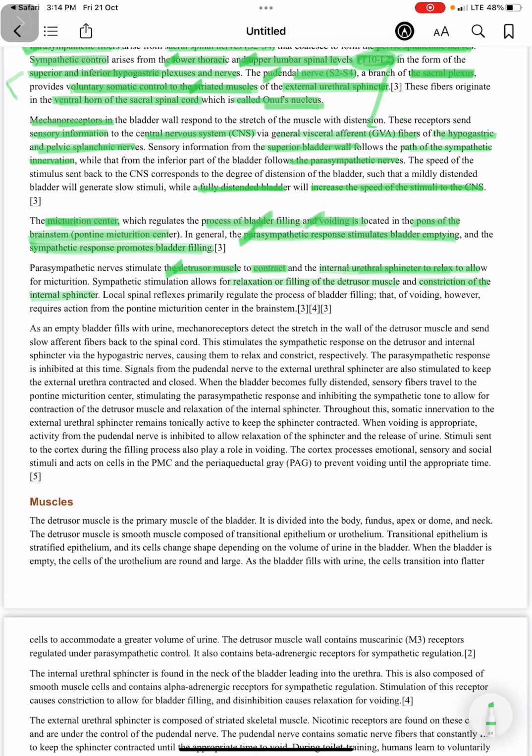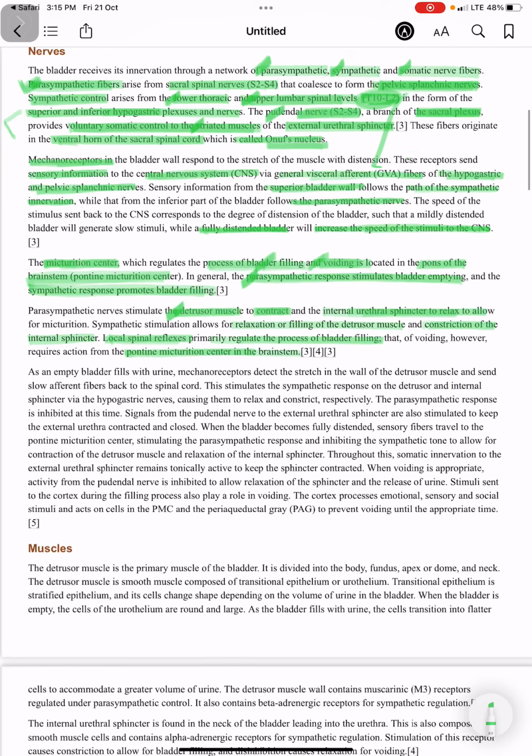Local spinal reflexes primarily regulate the process of bladder filling, and voiding, however, requires action from the pontine micturition center in the brainstem.